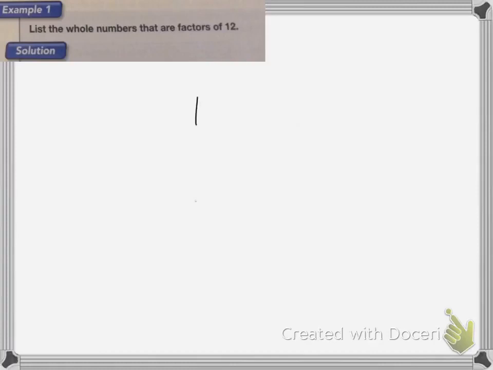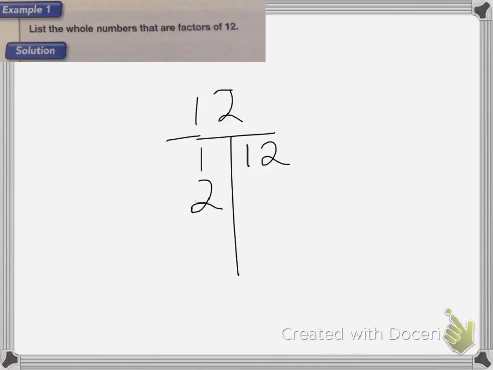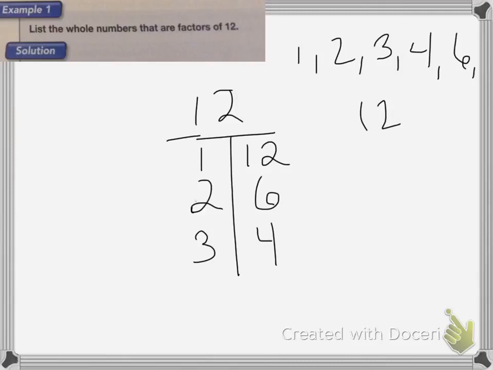So first I'm going to write 12 and then my factor bar. Okay, so I already know that 12 can always be divided by 1 and itself, 1 and 12. It is an even number, so it can also be divided by 2, so 2 and 6, and then it can be divided by 3 and 4. And those are all the factor pairs. And you can write them in order, so it'll be 1, 2, 3, 4, 6, and then 12.